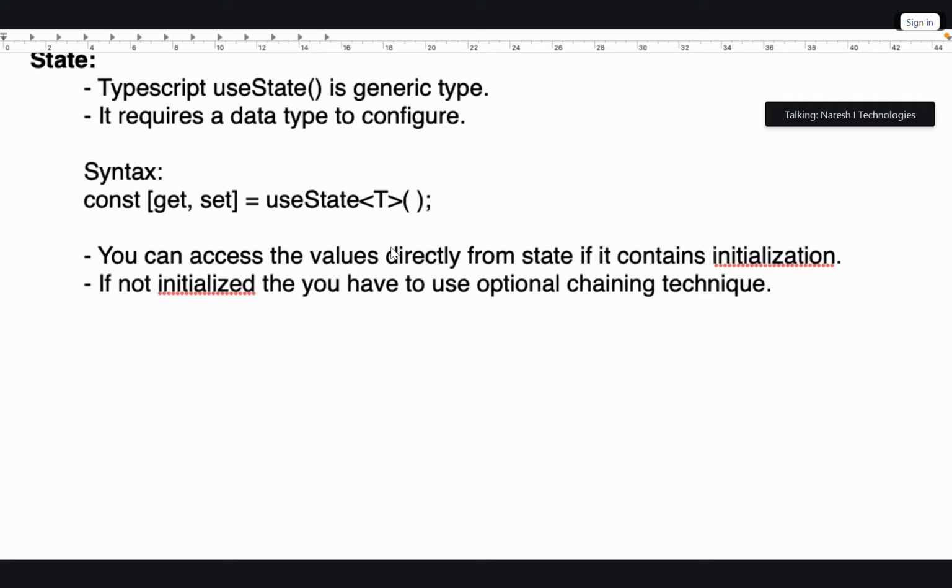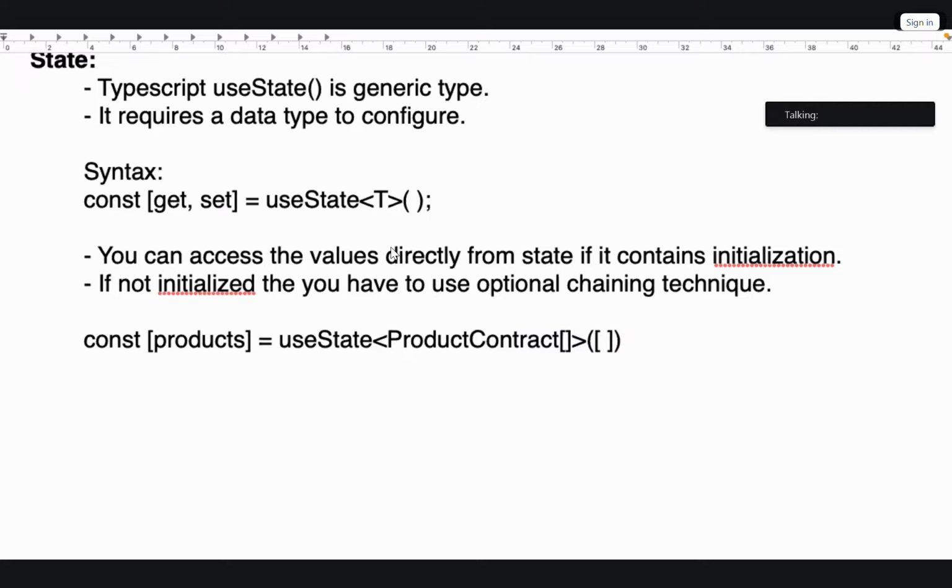Optional chaining means, we already learnt. See the point here. Suppose we have a constant products equal to useState, and here I defined a product contract and it is an array type, right? Then I am initializing an array. If I am initializing an array, how can we access it? Directly, products.map. This is okay. There is no problem.